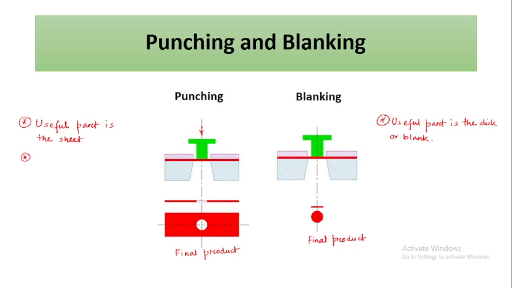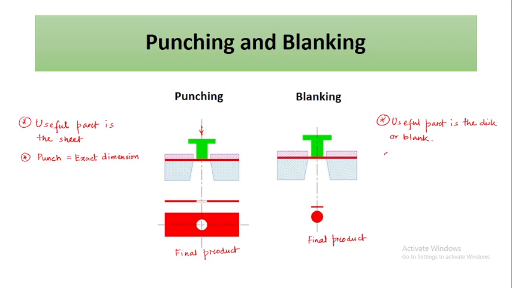Now, in case of punching, where we will put the clearance, and in case of blanking, where we will put the clearance. Always we need to remember that in case of punching, the punch will have the exact dimension. There is no clearance given in the punch in case of punching. So the punch will have the exact dimension.